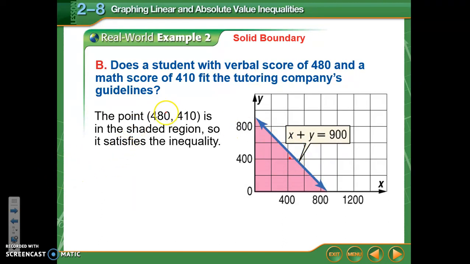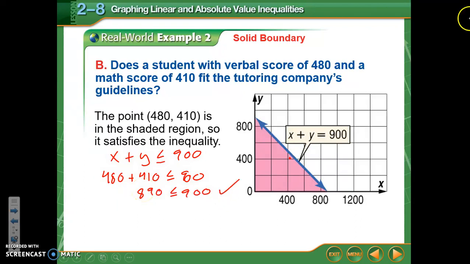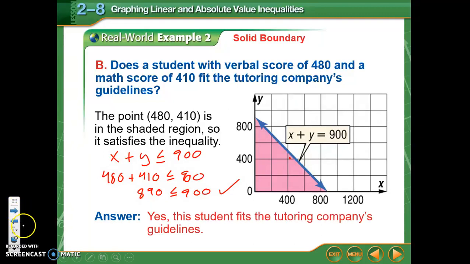The other thing I could do would be to test that point in my original inequality. So if I do 480 plus 410, is that less than or equal to 900? That gives me 890 is less than or equal to 900, which is true. So that would be another way to show that that point does make this inequality true. So yes, the student would fit the tutoring company's guidelines.